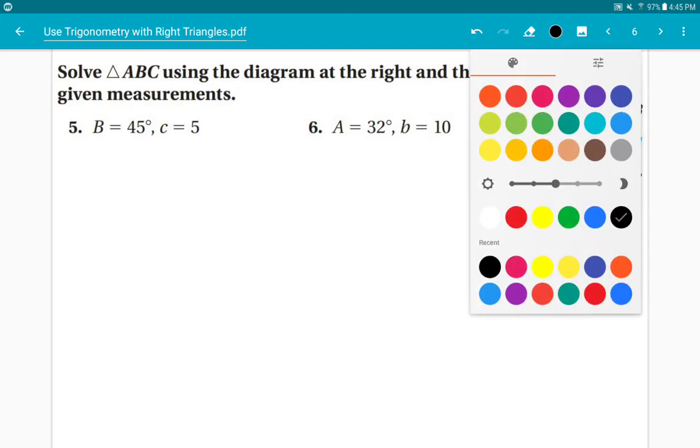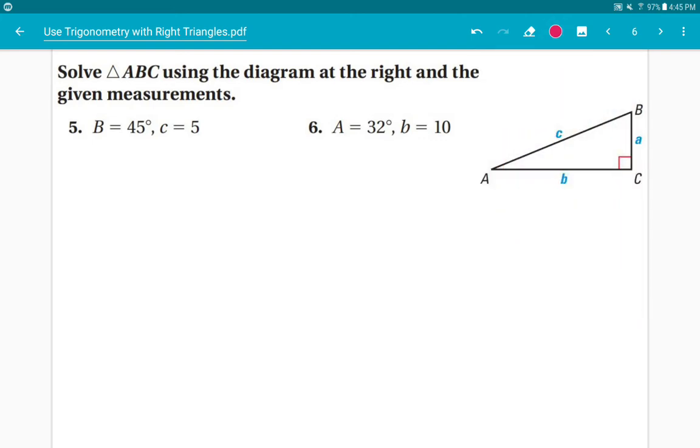Here they're telling us that big A is 32 and little b is 10. We want to find big B, little a, and little c. Big B is going to be the easiest one here, so we're going to get rid of this so you don't get confused. The measure of B is, well, if this is 90 and this is 32, then what is the sum of those two? 90 and 32 is 122. So B is going to be 180 minus 122.